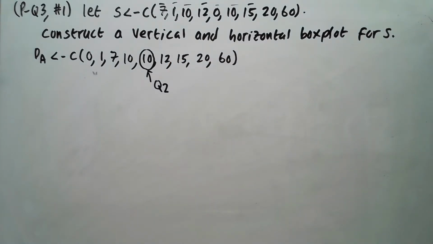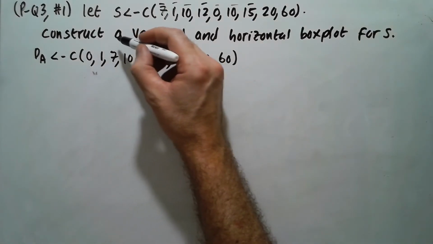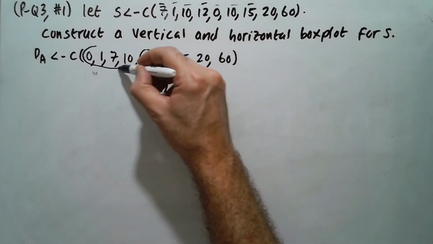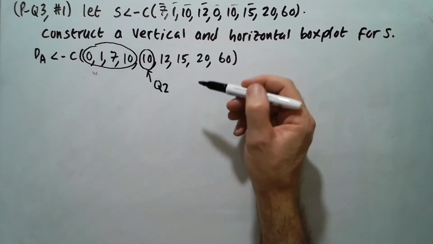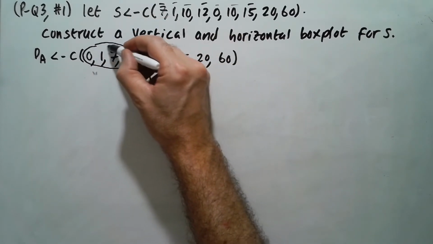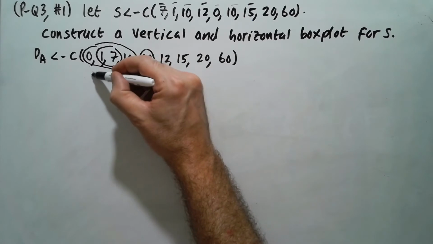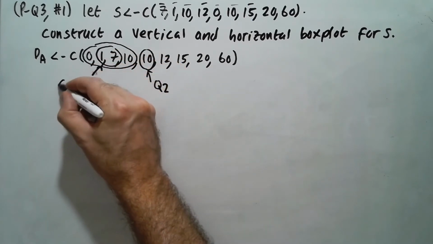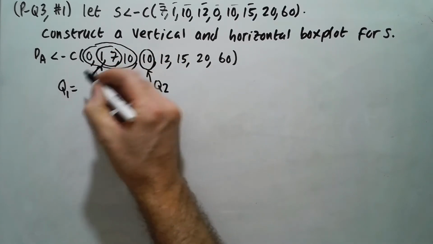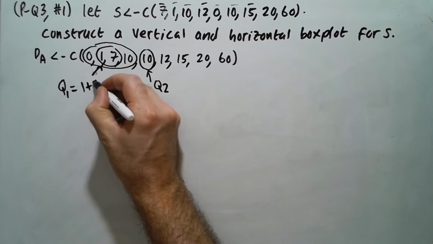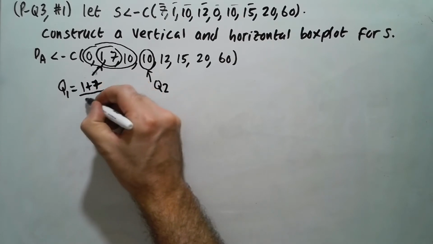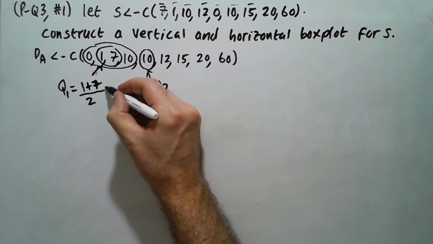Okay, let's find our Q1 next. To find the Q1, we'll be looking at these numbers, looking at the middle value, which looks like 1 and 7. Here's 2 things in the middle. So it'll be the average of 1 and 7. So it looks like 1 plus 7 over 2. So it'll be 8 over 2, which is 4.